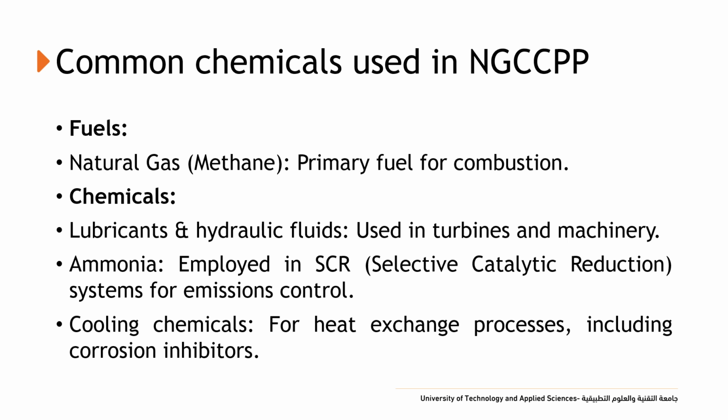The common chemicals used in natural gas combined cycle power plants are, as I told you, the primary fuel source for combustion, natural gas, which contains 80% methane. Other chemicals used in this plant are the lubricants or hydraulic fluids used in turbines and machinery for smooth operation, and liquid ammonia, which is used in the selective catalytic reduction reaction to control emissions. Some cooling chemicals, including corrosion inhibitors, are used for heat exchange processes.